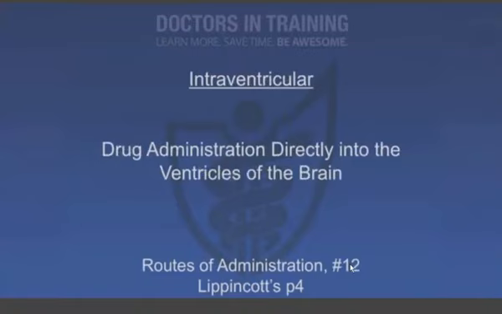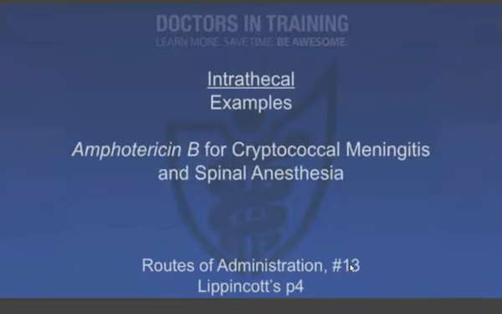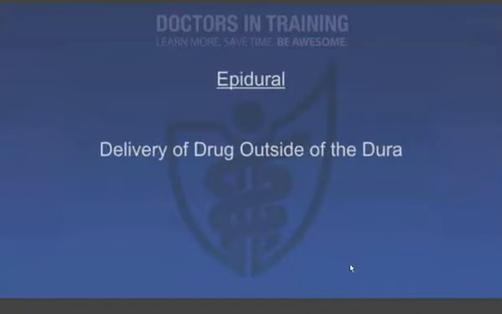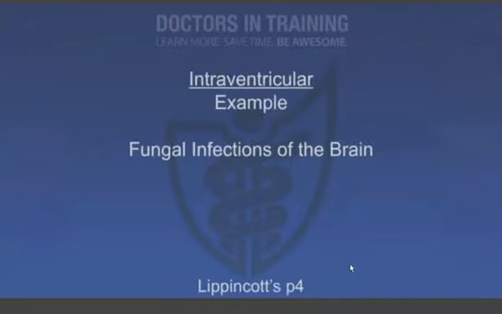Intraventricularly means delivering the drug into the ventricles of the brain. You have a catheter that's tunneled through the skin and under the skull and then into the ventricles. So some examples of this would include amphotericin B, that's delivered intrathecally for cryptococcal meningitis, or spinal anesthesia is intrathecal delivery of an anesthetic agent rather than epidural anesthesia, which is where you're delivering the drug outside of the dura. Intraventricular administration of drug is also sometimes used to treat fungal infections of the brain.